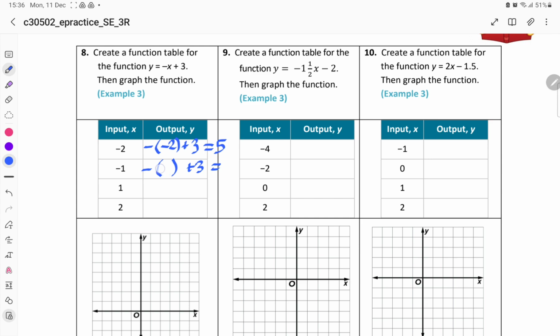Negative x plus 3. What is x now? x is negative 1. Negative negative is positive 1. Positive 1 plus 3 is 4. Again, negative x plus 3. What is x now? x is 1. So negative 1 plus 3 is 2, as if you are saying 3 minus 1, 2. Different signs, subtract. Negative x, what is x? x is 2. Plus 3. 3 minus 2 is 1.